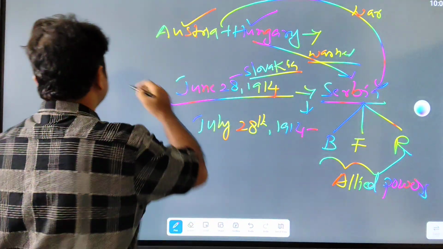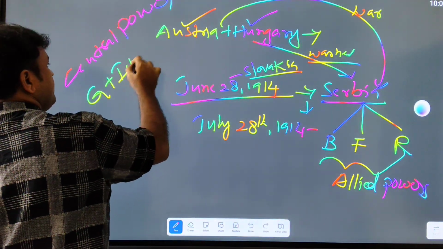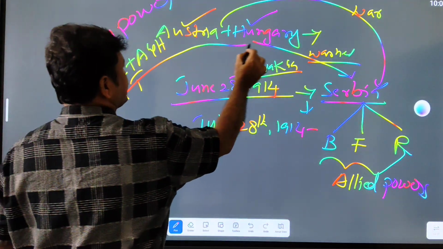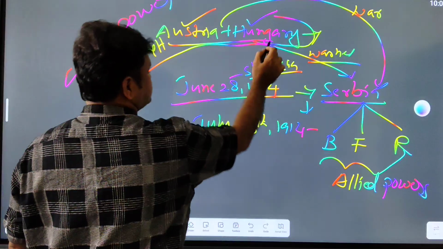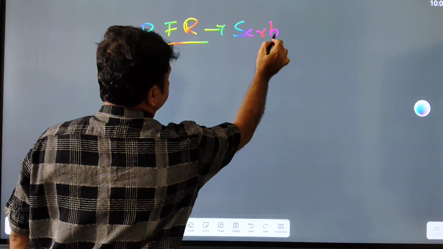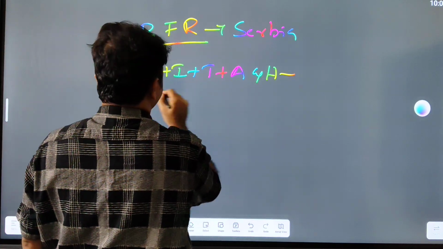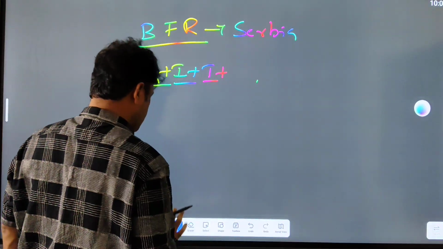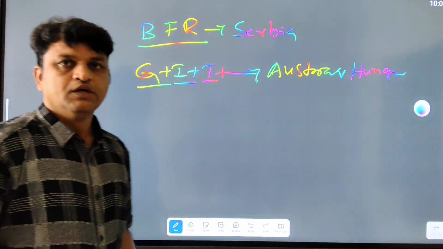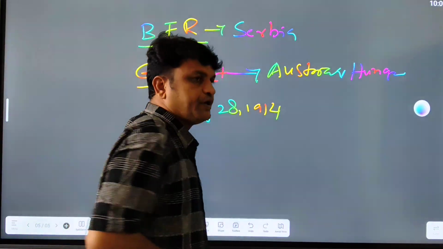And this Austria-Hungary is part of which power? Central power. And who are the members of the central power? Germany, Italy, then Austria and Hungary plus Turkey. Right? So Germany, Italy and Turkey are backing Austria-Hungary. Finally what happened? Britain, France and Russia are backing Serbia, and Germany, Italy, Turkey plus Austria-Hungary are on the other side. So this led to the First World War. The First World War started on July 28, 1914. So this is the background, you should know that.